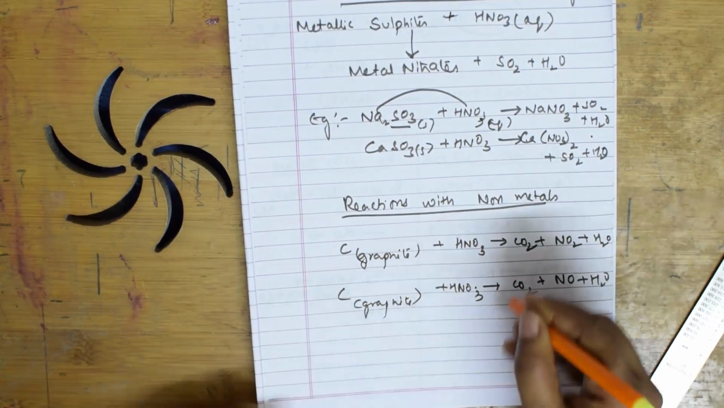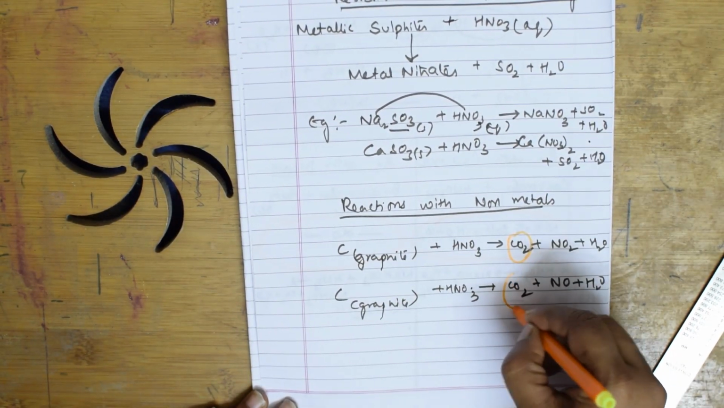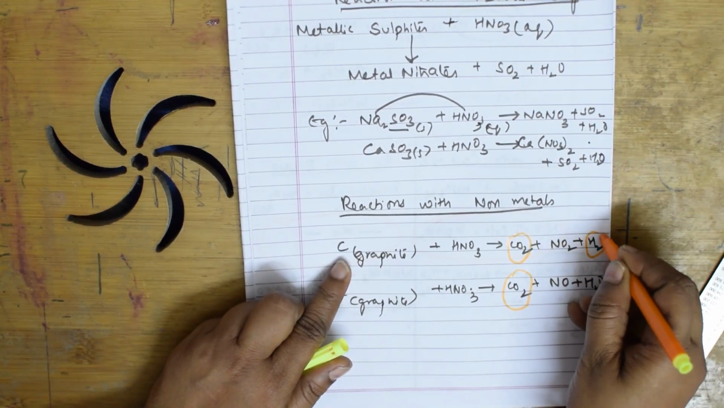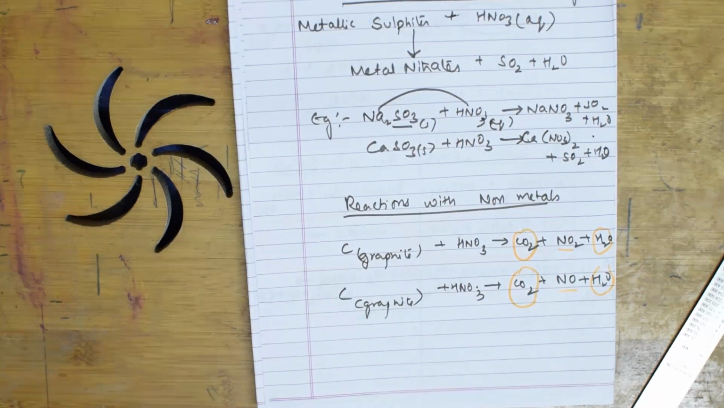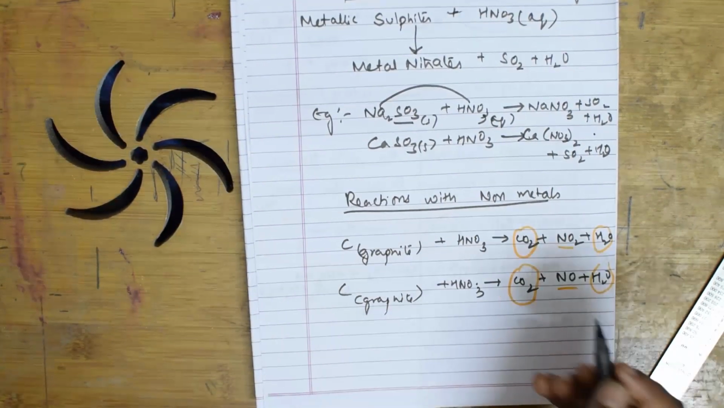Basically, in both the cases, carbon dioxide is common. When you react non-metal, water is common. What is different? This is different. So why is this difference? Because while balancing, there will be a difference of nitrogen.